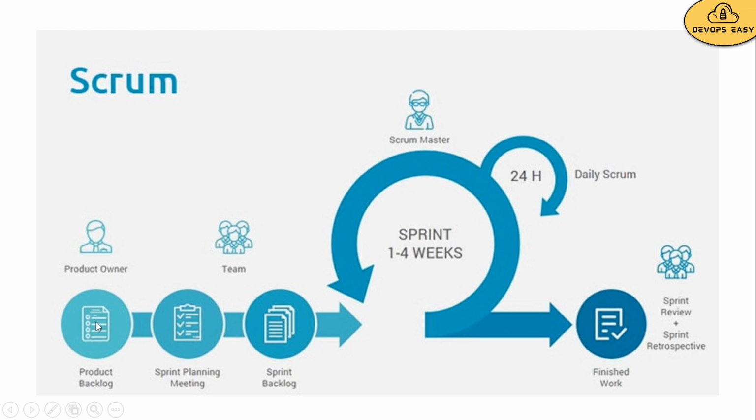Like that, for the website also, whatever changes I need to make, they will discuss in the sprint planning meeting, and they will keep those changes in the sprint backlog. Every sprint will be 2 to 3 weeks, depending upon the company. Every 24 hours there will be a daily scrum, which is nothing but a simple meeting.